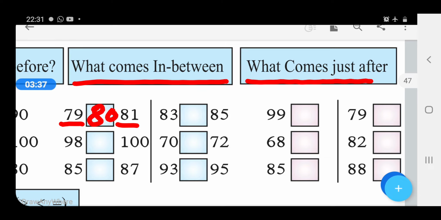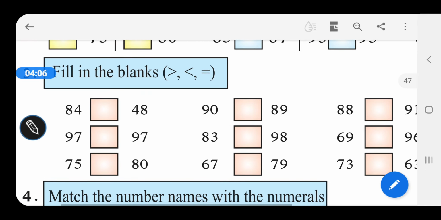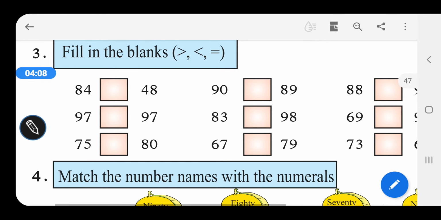What comes just after? For solving these sums we will use the concept of forward counting. And what comes after 99? Yes, in counting it is the number 100. Okay, good. Now let's move to the next sum, the third sum.